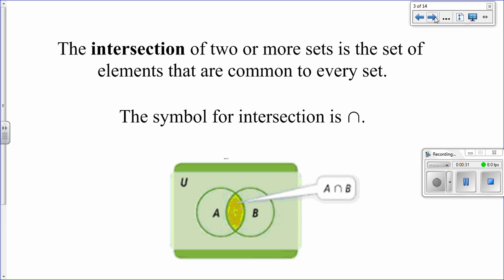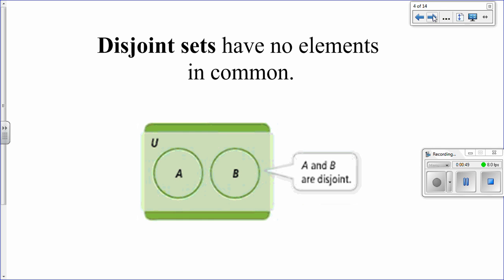The intersection of two or more sets is the set of elements that are common to every set. The symbol is an upside down U, kind of looks like a tunnel, and it can be found here where the two circles overlap. Disjoint sets have no elements in common, so there is no overlapping on the Venn diagram at all. They have absolutely nothing the same, not one element, nothing, nada.